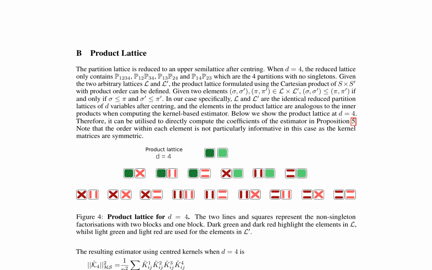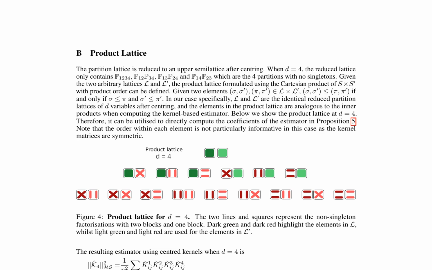P1234, covalent P12 P34, covalent P13 P24, and P14 P23. Figure 4 illustrates the product lattice for D equals 4, with dark green and dark red highlighting elements in L, and light green and light red representing elements in L. The order within each element is not informative in this case, as the kernel matrices are symmetric.